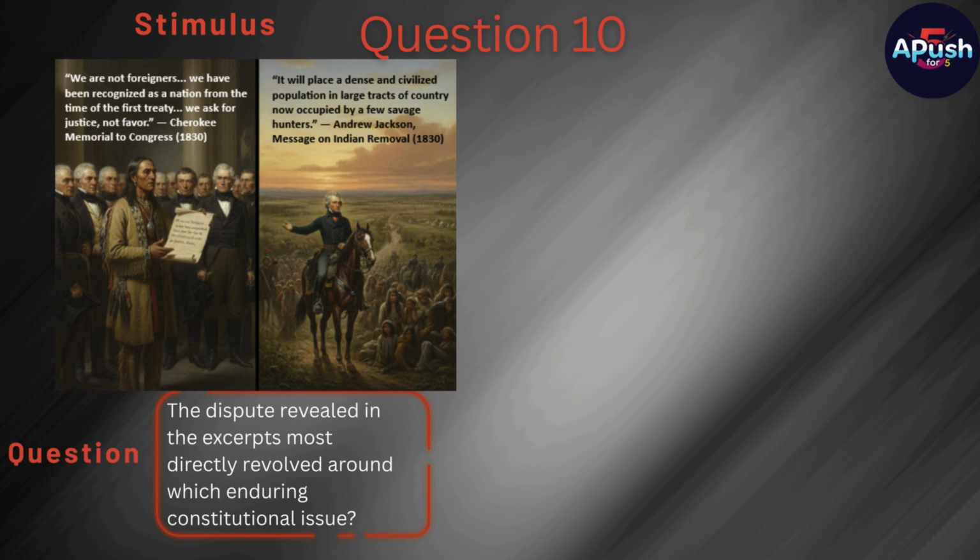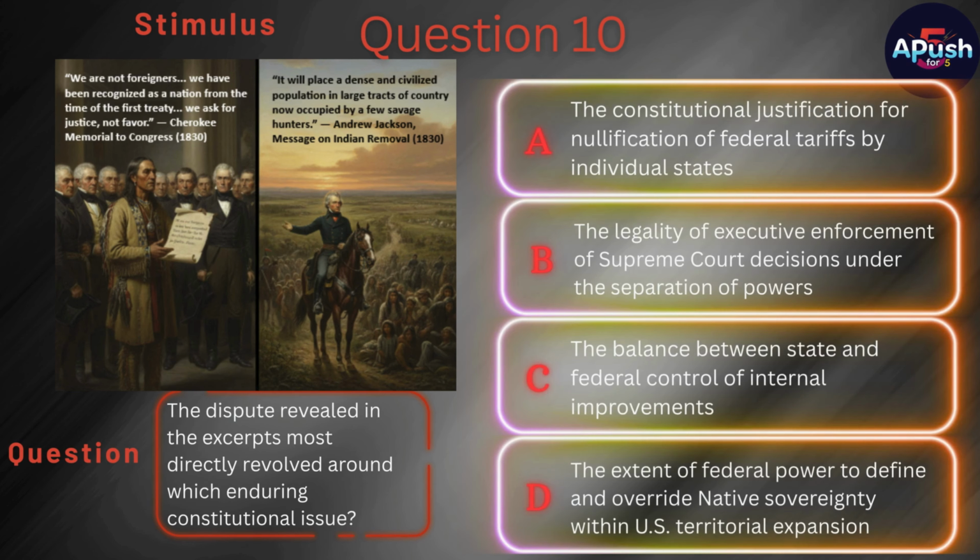Question. The dispute revealed in the excerpts most directly revolved around which enduring constitutional issue? A. The constitutional justification for nullification of federal tariffs by individual states. B. The legality of executive enforcement of Supreme Court decisions under the separation of powers. C. The balance between state and federal control of internal improvements. D. The extent of federal power to define and override native sovereignty within U.S. territorial expansion.